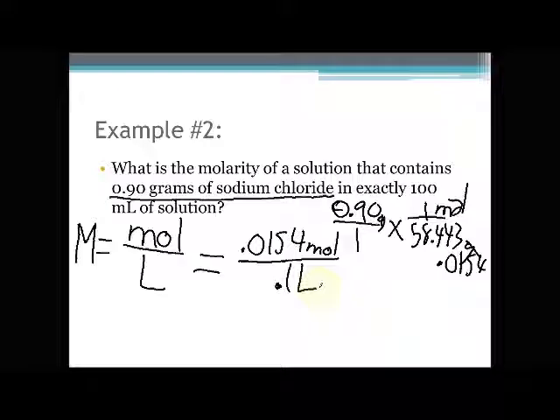And then you do your calculations, and you have to round it to correct sig figs. Rounding it to correct sig figs, you get 0.2 molar. This is your final answer. And that, my friends, is how you do it. That's math. Mind blown.